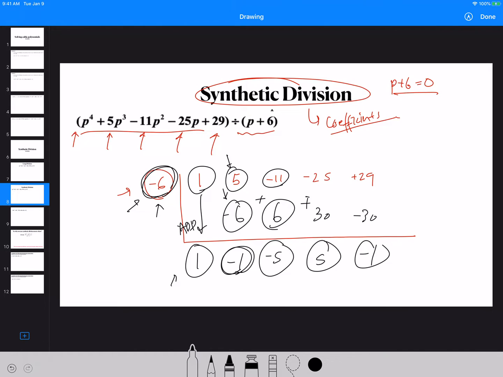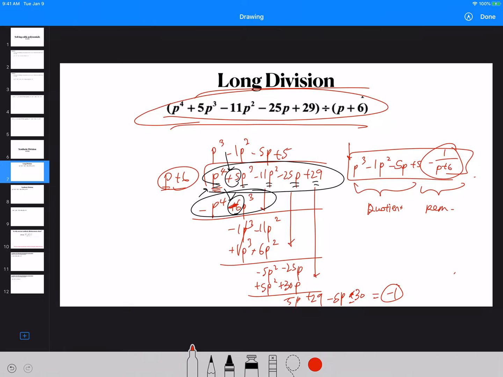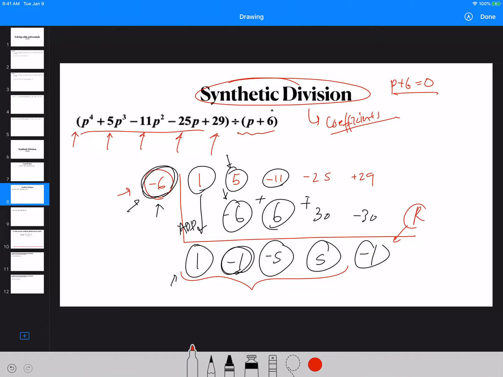And now notice how all of these, the first four terms here, okay? They're the same exact numbers as coefficients as provided for the long division. And the last number here is always going to be our remainder. So how do we write our final answer with this?